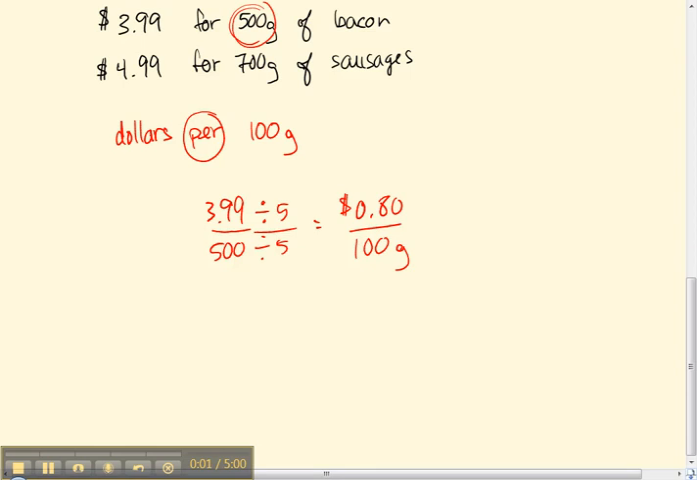Okay, so we already have the price per 100 grams for bacon, and like I said, if you go to Superstore, for example, they do that. They give you the price per 100 grams because they want you to be a better shopper. Okay, so let's look at sausages, what you should have got.